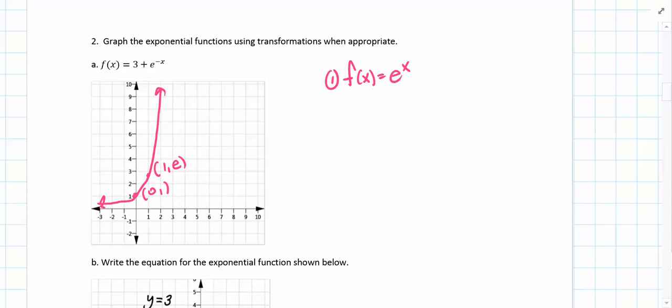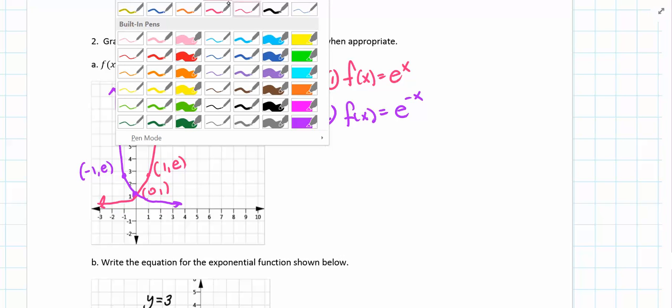Then number 2, pick a different color so we can see it. We'll go purple, and we would say f of x is now equal to e to the negative x. So that negative x is going to reflect my graph over the y-axis. So I'd have this point, and then I would have that point there. So it would look something like this. So this would be the point (-1, e), and then (0, 1) again.